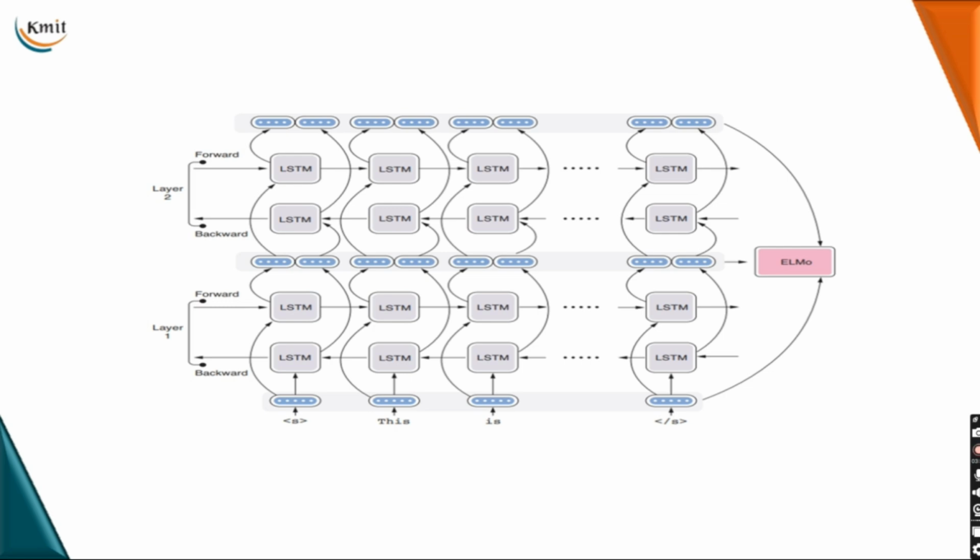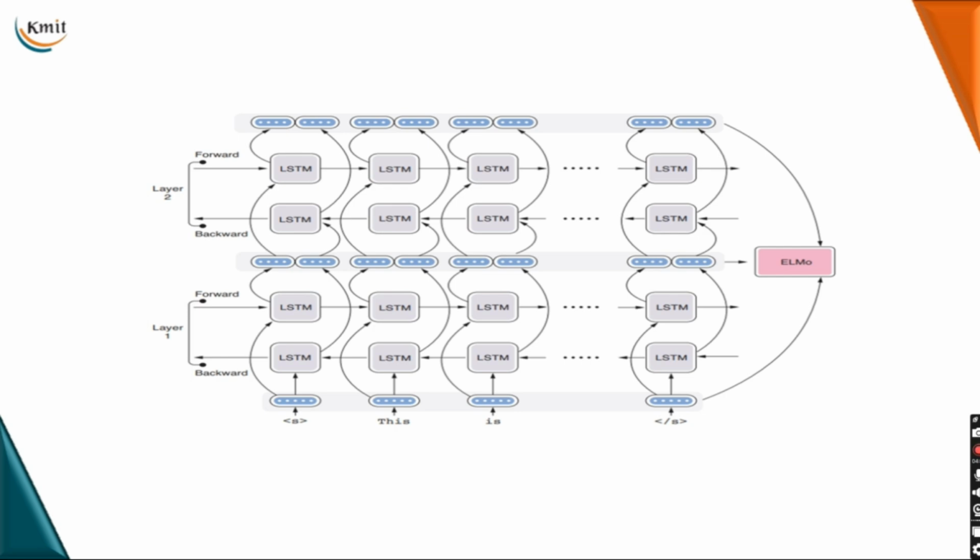ELMO word vectors are computed on top of a two-layer bidirectional language model, which we call BiLM. This BiLM has two layers stacked upon each other. Each layer has two passes: one is called the forward pass and the second is called the backward pass. The architecture you can see here uses the basic LSTM model, and ELMO is used to enhance the semantic understanding of sentences.